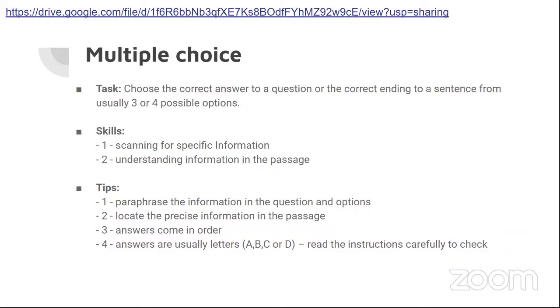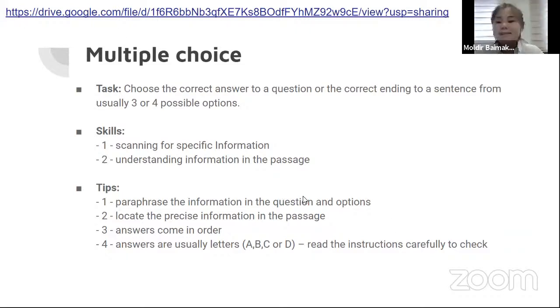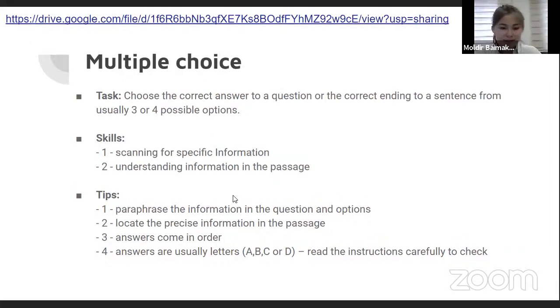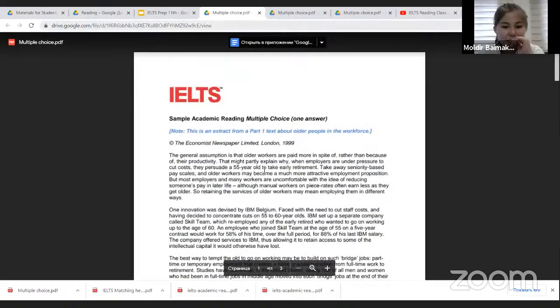I'm done, I guess. Okay, so what are your answers then? A, C, C, B.